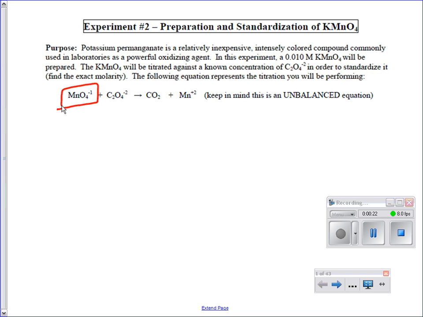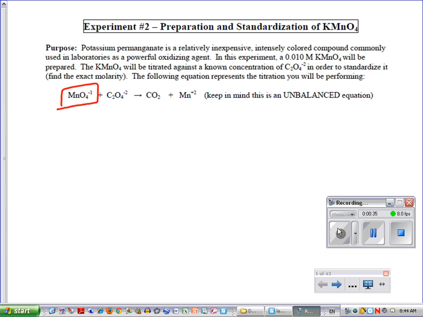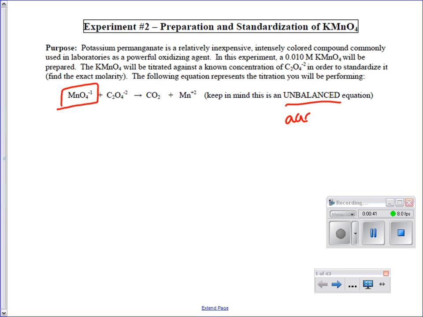Permanganate is industrially super, super dirty, and it's not going to be the molarity you made. What molarity did you guys make? 0.01. It's actually going to be less than that because permanganate is not pure. So before you start this, make sure you balance this equation, and you need to balance it in acidic solution. The stoichiometry required for this equation is going to be necessary for the final calculations that you have to do.